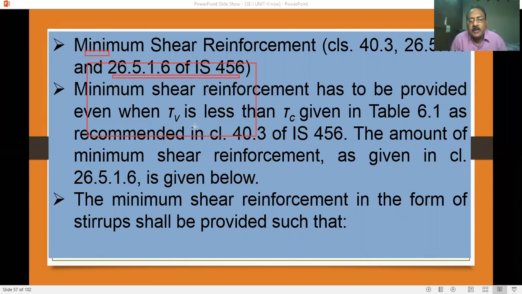The minimum shear reinforcement is provided in the form of stirrups. That we will see how. See here, Asv by bSv should be greater than or equal to 0.4 divided by 0.87 fy. What is the minimum shear reinforcement irrespective of your tensile reinforcement and concrete shear strength? The minimum shear reinforcement you have to provide in the beam. How to calculate minimum shear reinforcement?